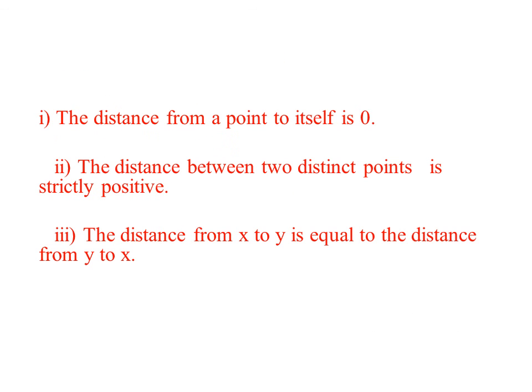The distance from a point to itself is 0. The distance between two points is strictly positive. The distance from x to y is equal to the distance from y to x.